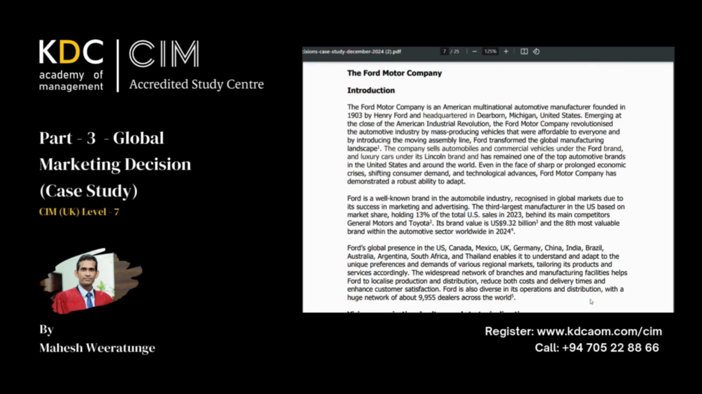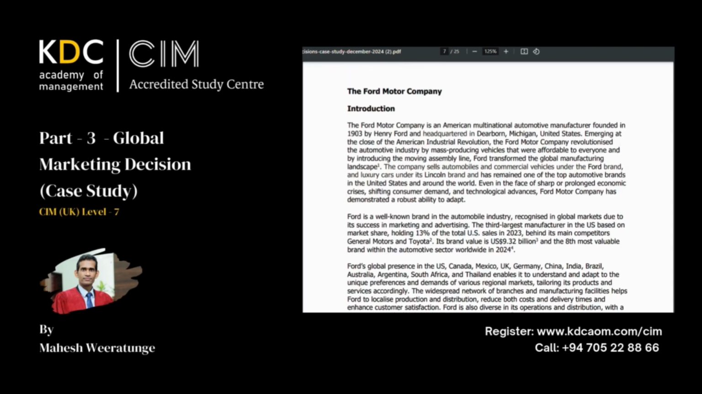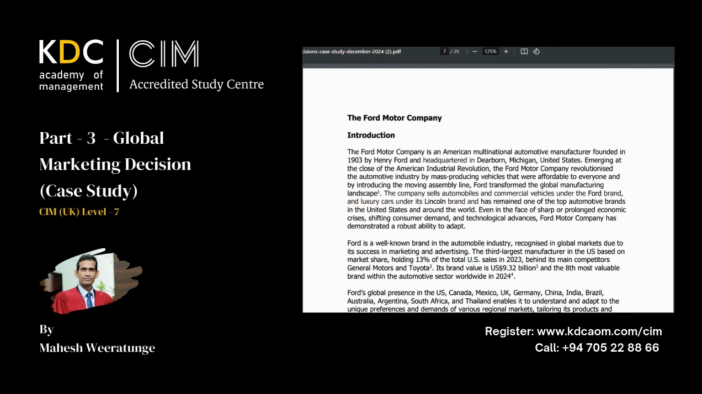So guys, we are coming once again to the case study December 2024 for the GMD subject in CIM UK level 7. And by now you all know what is the company we have to discuss in the case study, that is the Ford Motor Company.